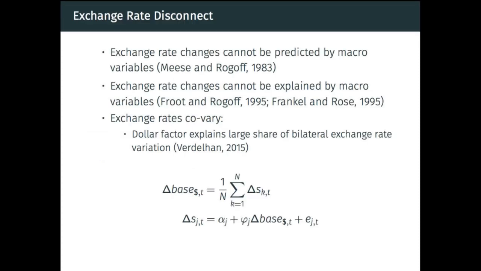The starting point for this paper are some classic puzzles in international finance. In particular, if you take macroeconomic quantities, call it trade, consumption, output, basically anything, and you try to forecast changes in exchange rates using these differences in macroeconomic quantities across countries, what you find is that you can't do very well. More specifically, it's really hard to beat the random walk in terms of forecasting exchange rates.